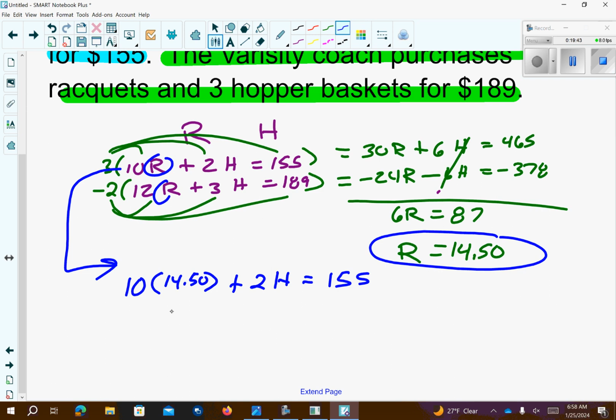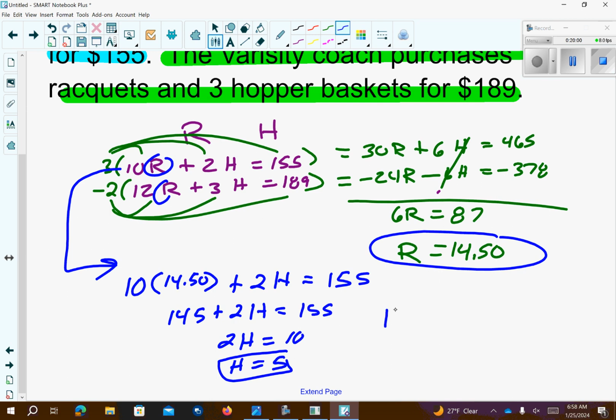So 10 times that is 145 plus 2H equals 155. Subtract 145 from both sides. So that gives you 10. Divide both sides by 2. So the hopper baskets are $5 each, and the rackets are $14.50 each, which I don't know if you play tennis, but that is a really good deal on rackets.